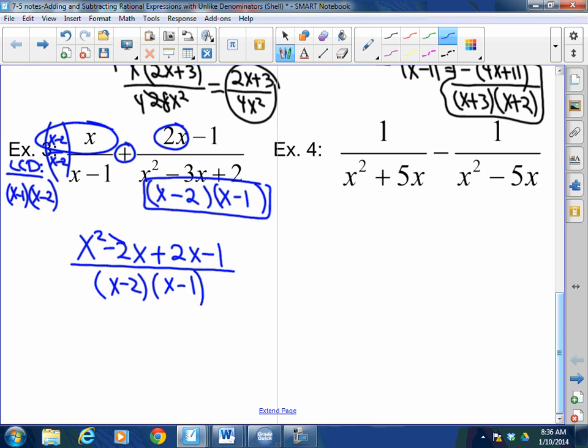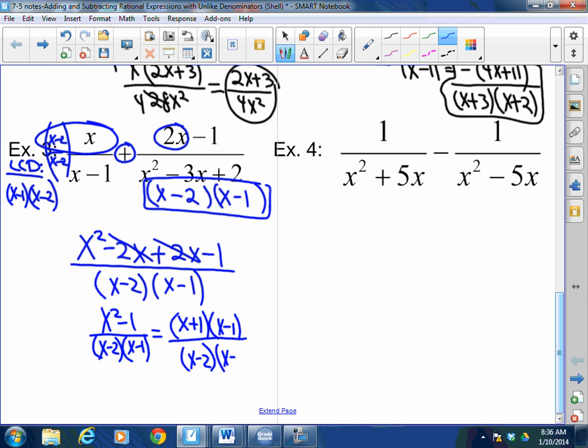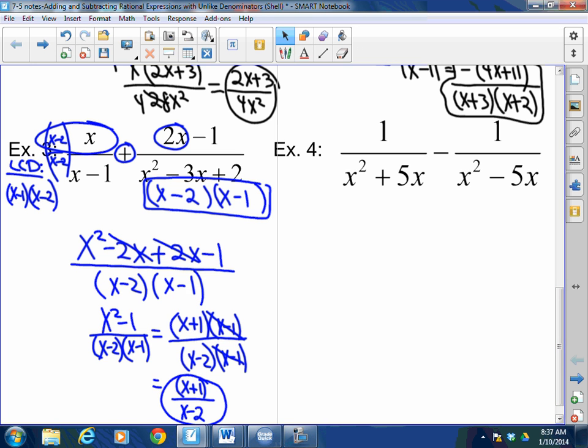Okay, so let's clean this up. We got a negative 2x and a positive 2x. They cancel. So I've got an x squared minus 1 left in the numerator over an x minus 2 and an x minus 1. Let's go ahead and factor and clean this up. X plus 1 times x minus 1 over x minus 2 times x minus 1. X minus 1's go bye-bye. My final answer is x plus 1 over x minus 2. Is this making sense? See how it's not that bad? It's just putting everything together today. But it's really not that bad at all.